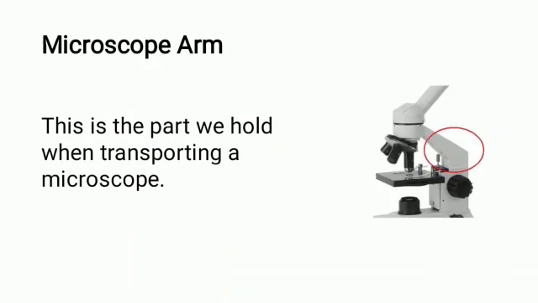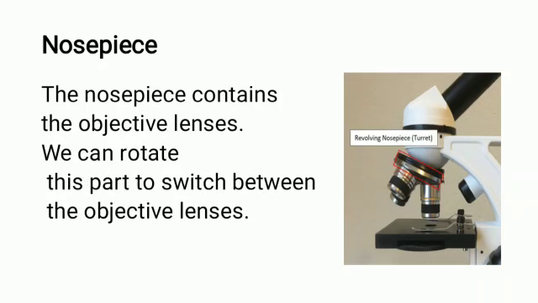Next we have the microscopic arm, which is also encircled in the diagram. This is the part we hold when transporting the microscope from here and there. Simply, it is the part by which we carry the microscope. The next is the nose piece, which is a revolving nose piece, a rotating nose piece. We can rotate it to change the objective lens. This is a disc which contains the objective lenses.